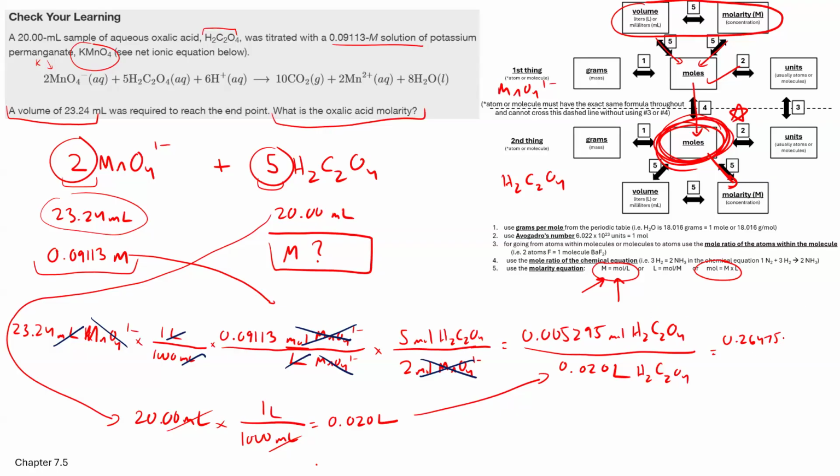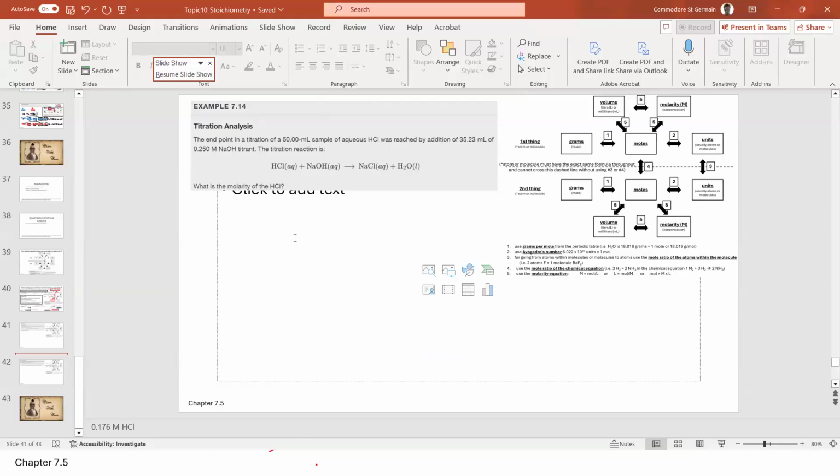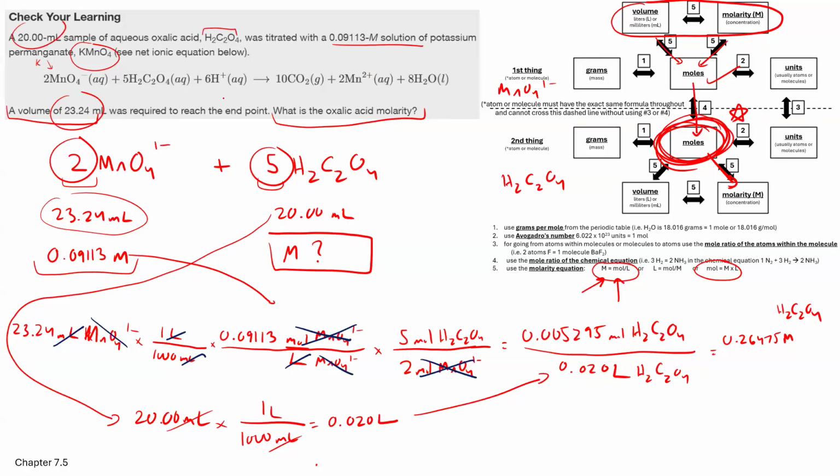0.26475, and we'll say molarity of, it's a little cramped here, but we need, let's see, 4 significant figures, 4 and 4. So we need 4 sig figs, so it becomes 0.2648 molarity of H2C2O4, which is oxalic acid.